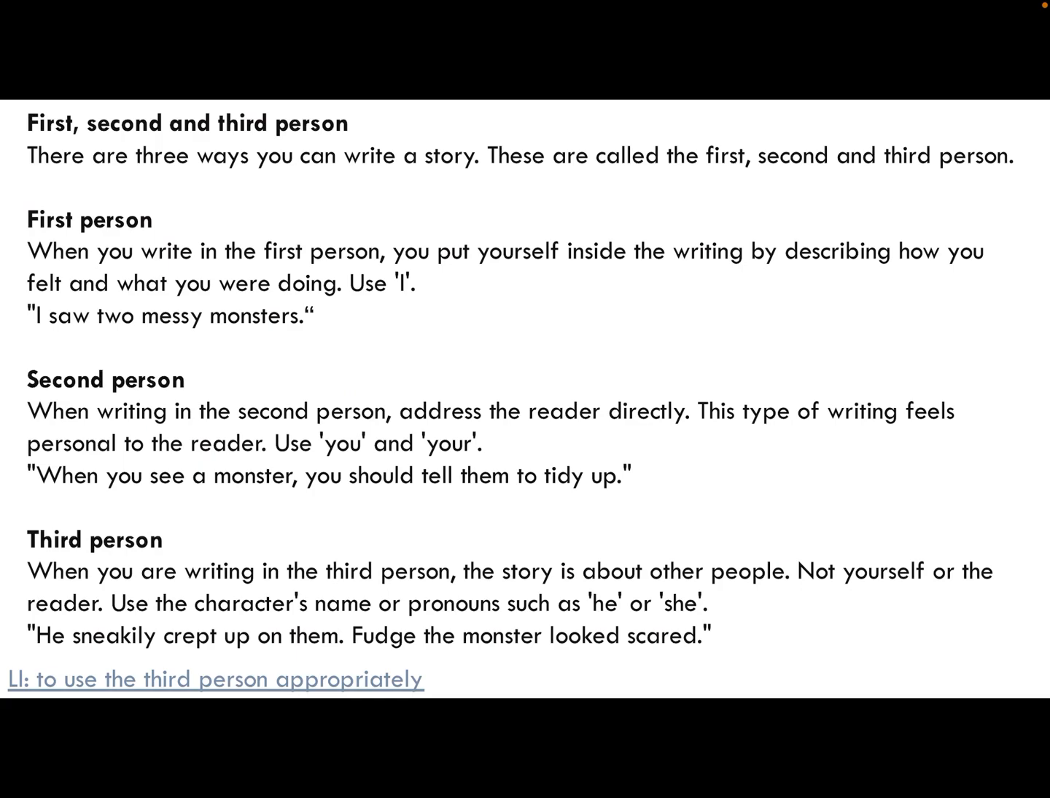Use the character's name or pronouns such as he or she. He sneakily crept up on them. Fudge the monster looked scared. This is third person. Step out of the action and just observe it. Watch it.